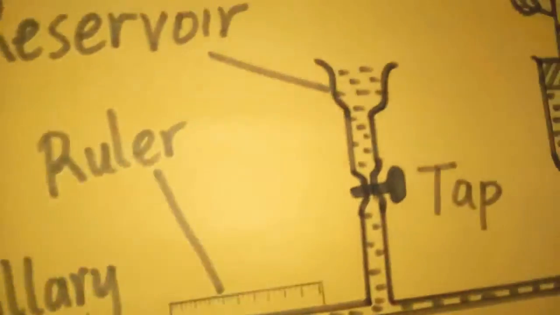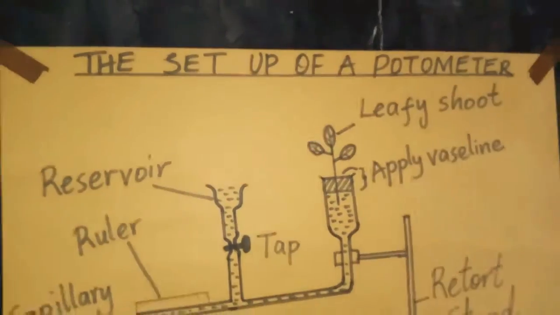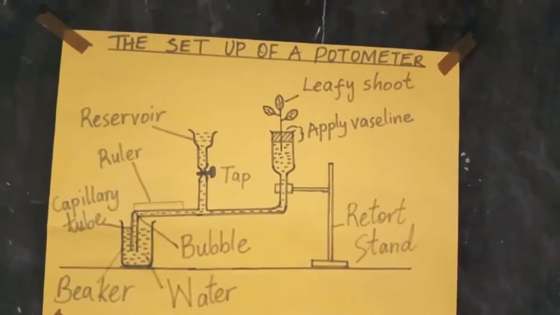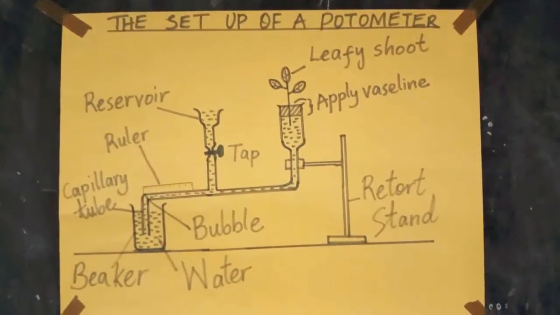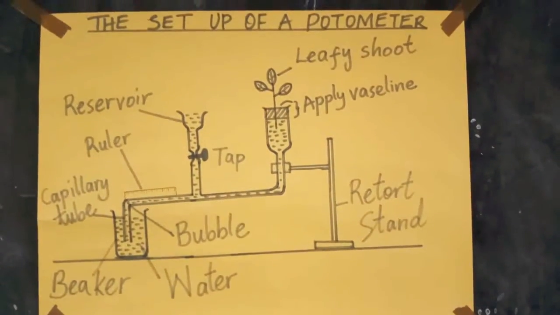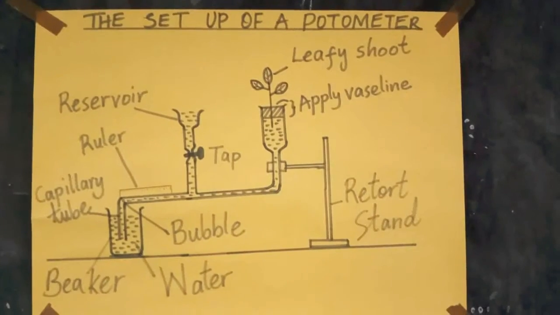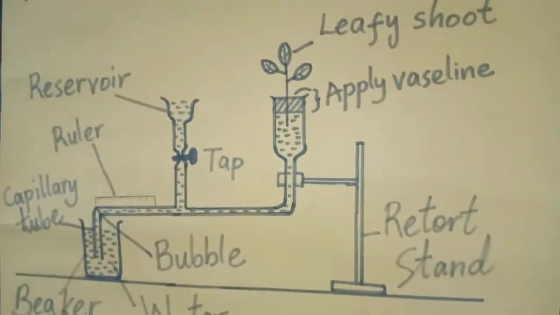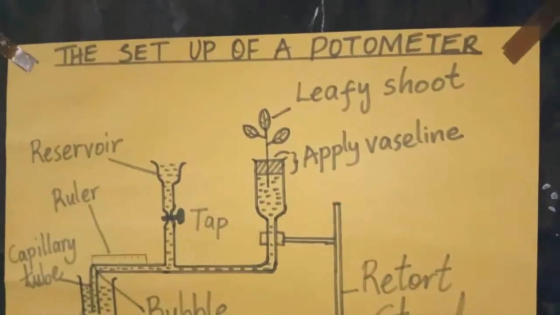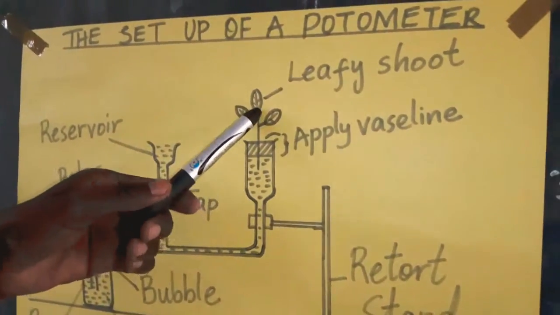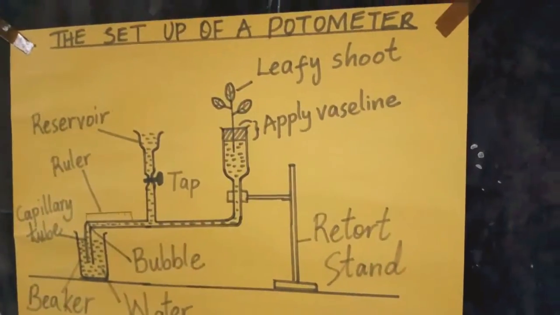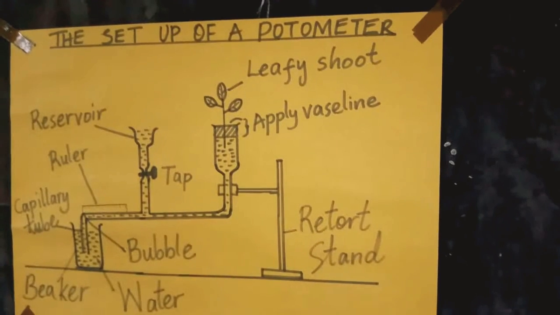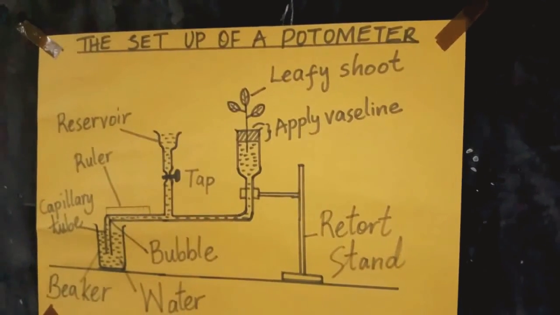I have a wall chart here comprising of the setup of how a certain apparatus, which is referred to as a potometer, may be used. Potometer is used to measure the rate of transpiration. Transpiration may be taking place in all the plants, but at different rates. And the reason why it is taking place at different rates is because different types of plants have got different adaptive characteristics depending on where they originate from, depending on the types of soils onto which they grow, among other factors.